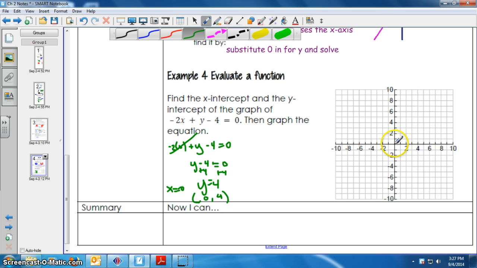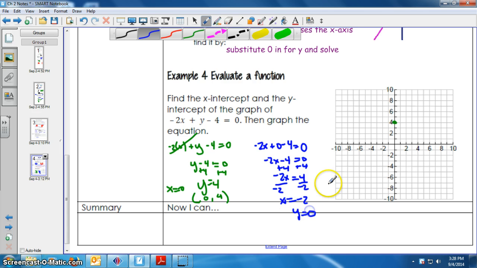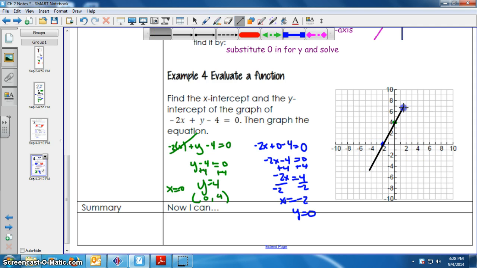And we can go over to 0 and go up 4, and there's our y-intercept. And then we do it again, but this time we plug in 0 for our y value. And we have negative 2x minus 4 equals 0, and we just solve. Negative 2x equals 4. So x equals negative 2, and when y equals 0. So we go to negative 2 on our x-axis, and we don't go up any, and we can now draw our line. And we have graphed that equation.